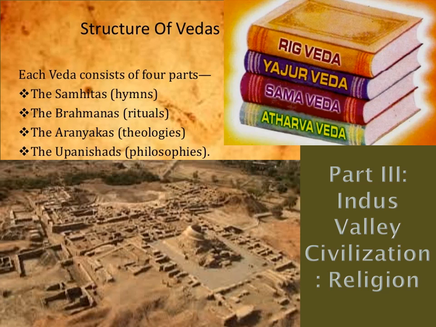Now, each Veda itself has four parts. These four parts are known as the Samhitas, which consist mainly of hymns. Then follow the Brahmanas, which are primarily rituals. Then the Aranyakas, which are theologies of rituals, and then the Upanishads, which are philosophies, expositions on the philosophical aspects of Brahmanism.